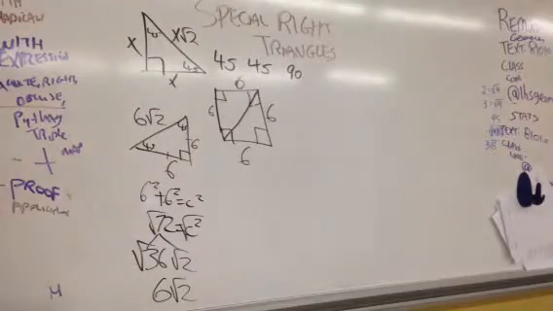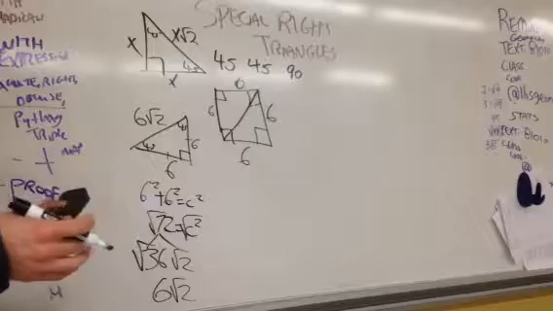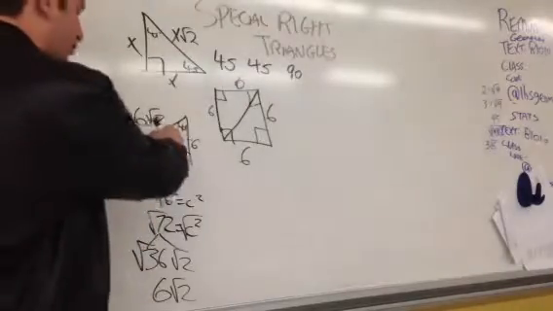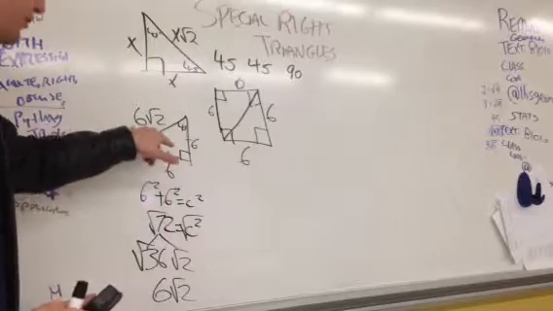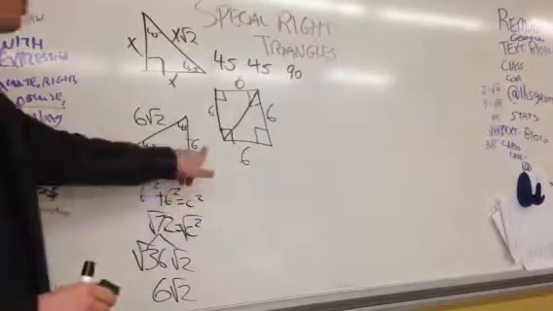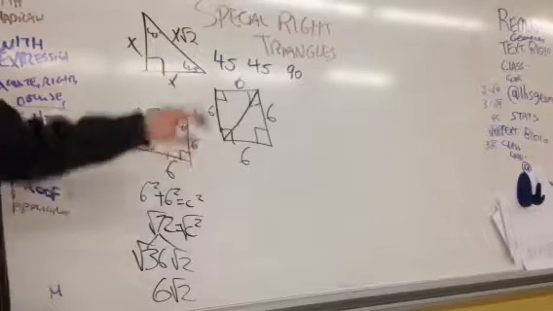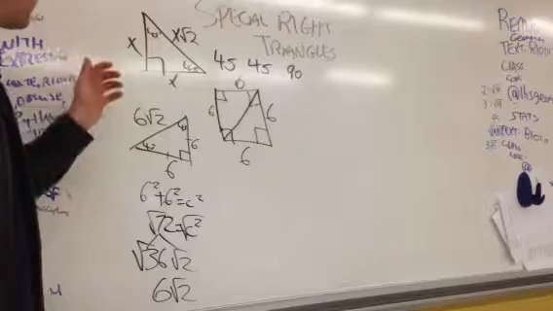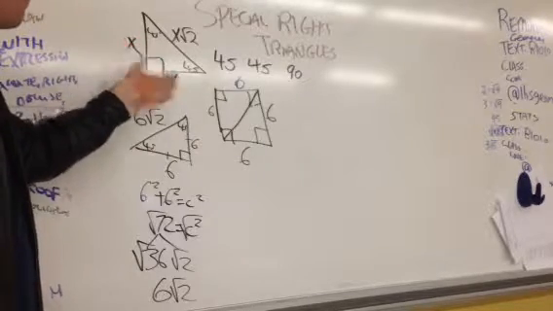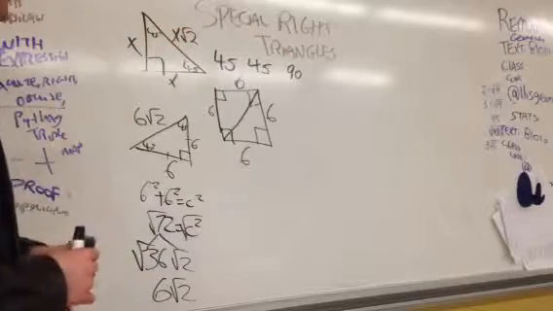Now what you'll notice is that every time we do this, it's going to have the same result with the 45, 45, 90. If this was 8 and 8, this would be 8 square root 2. If this was 2 and 2, it would be 2 square root 2. So that's how we come up with this general diagram and a set of formulas that we have up here. So x square root 2.